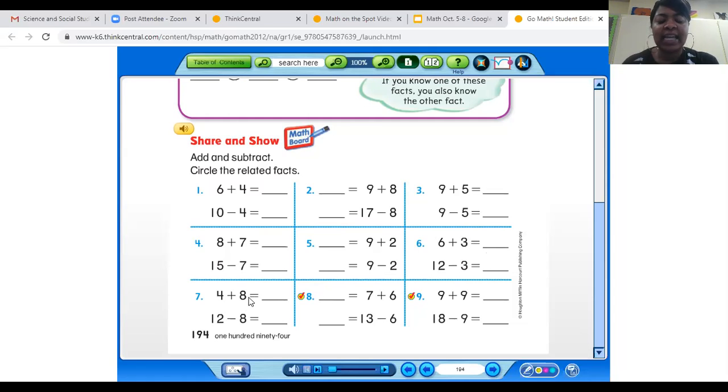All right, 4 plus 8 equals 12. Put the big number 8 in my head. I'm going to add 4, 8, 9, 10, 11, 12. Okay, so 4, 8, and 12. 12 minus 8 equals 4. I'm using the same numbers, but just in different orders. So those are related facts. So go ahead and do numbers 8 and 9 on your own.